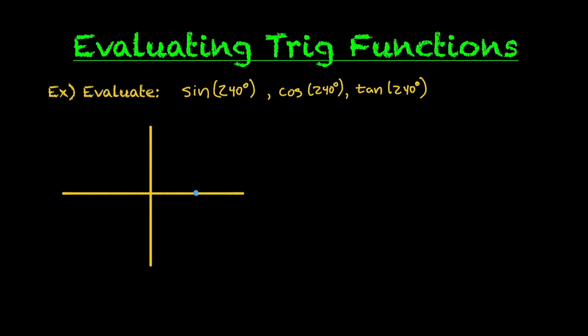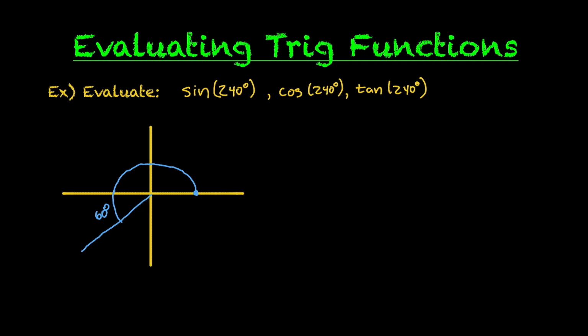So we're just going to count out till we get to 240 degrees. We're going to have to go 90 degrees to get the y-axis, 180 degrees to get to the negative x-axis, and then in order to get to 240, we're going to have to go another 60 degrees. Okay, so that's where my 240 ends up. It ends up down here in the third quadrant.